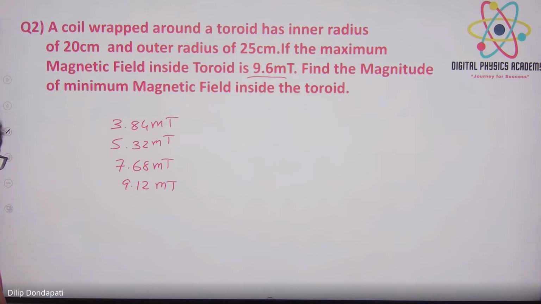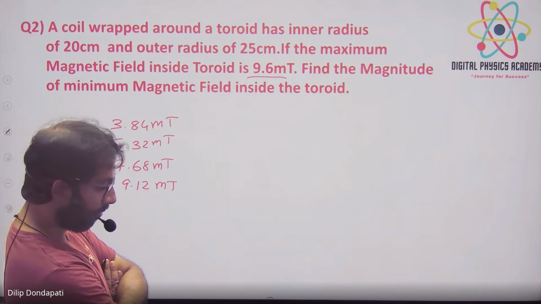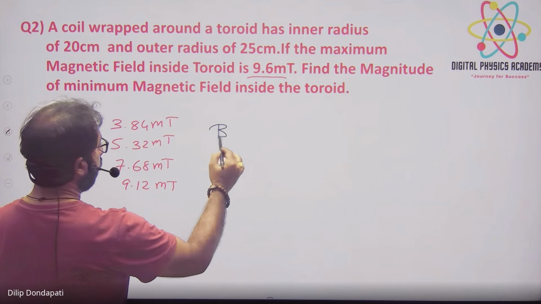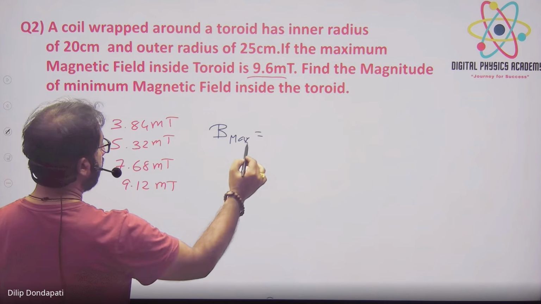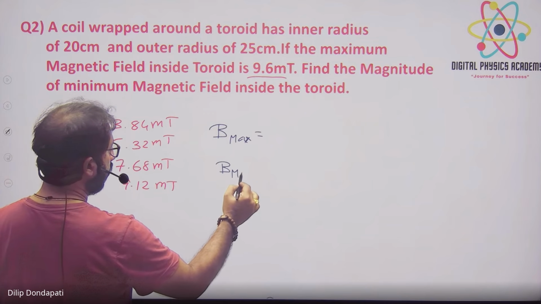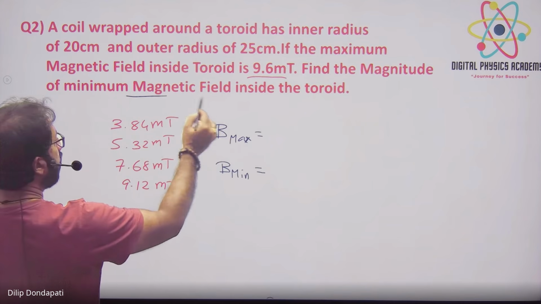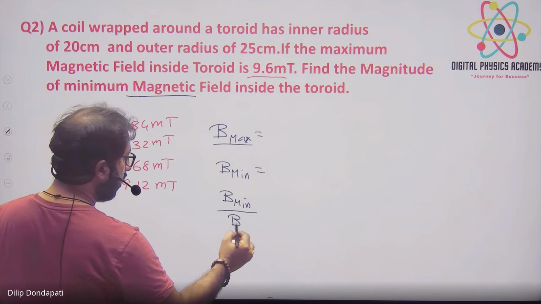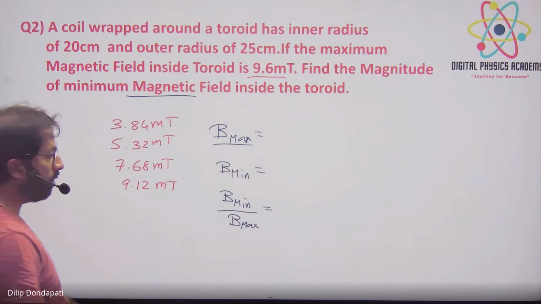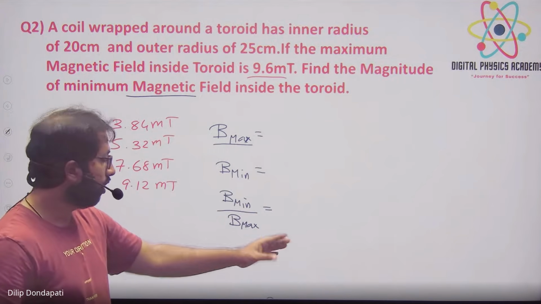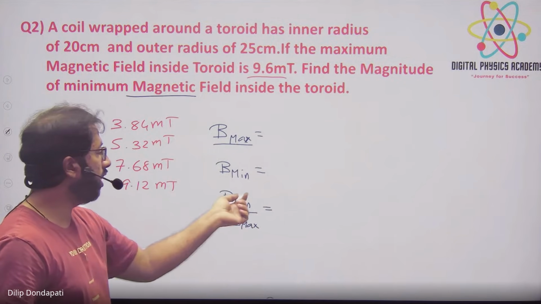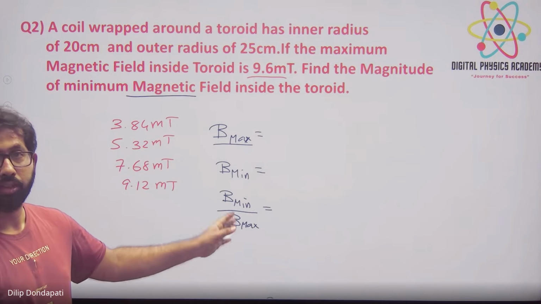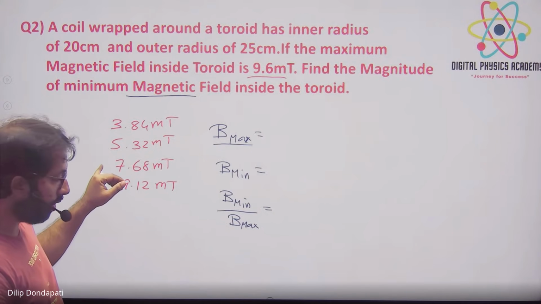Yes, 7.68. So you can do it like this also. Find B max and write the B minimum formula. Then divide. We want B minimum magnetic field, right? Because maximum is given. So divide B minimum by B maximum. From this everything will cancel. If you multiply B max to this side, we'll get B minimum. So the answer is 7.68 millitesla.